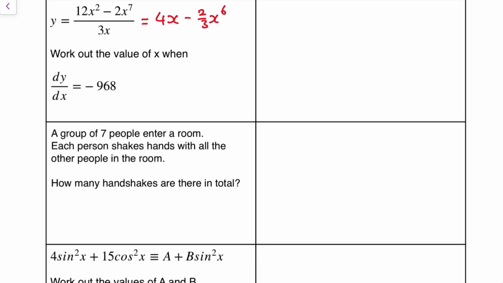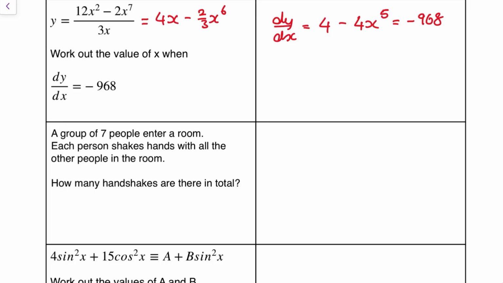Then I can differentiate. So I'm going to differentiate over here. So dy/dx is equal to 4 minus 6 times 2 is 12 divided by 3 is 4, so 4x to the 5. And I want that to equal minus 968. Now I'm hoping this can be a nice number, but let's see what comes out. 968 just doesn't feel like a randomly chosen number, so it feels like this should give me a nice number, and if it doesn't, probably means I just want to double check it.